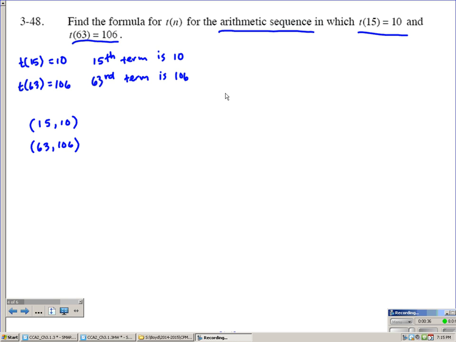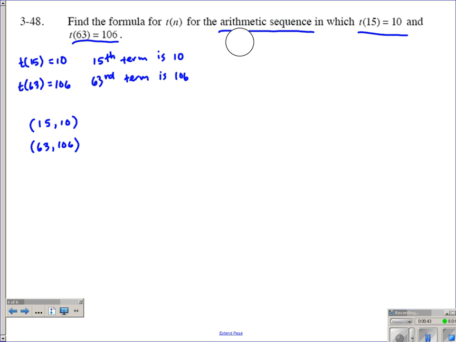Now this is important because it comes into play here when we're talking about arithmetic sequences. We know that arithmetic sequences have linear growth. They have linear growth. So one way you can think about this is it being a problem asking you to find the linear equation between these 2 points. The point 15, 10, because our input is 15, our output is 10, and 63, 106.